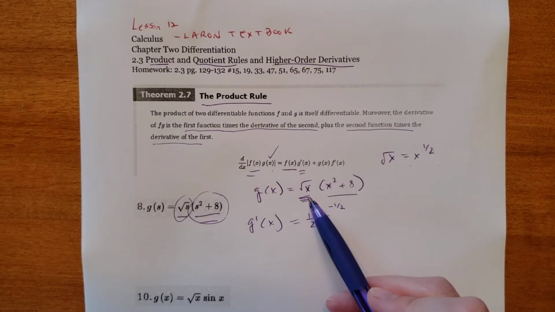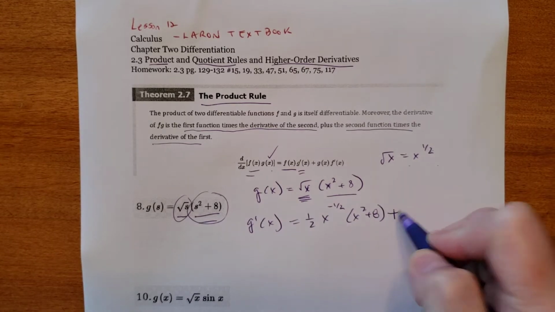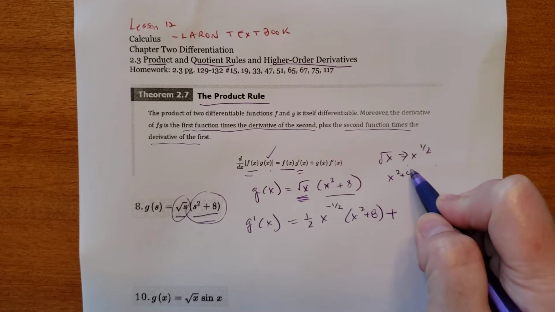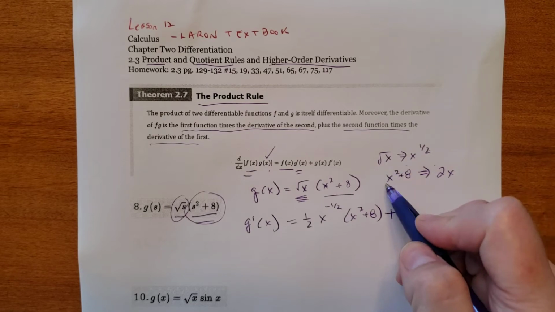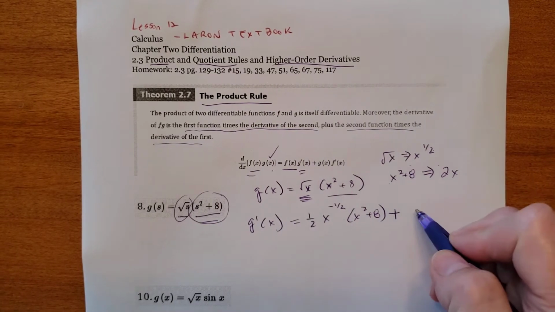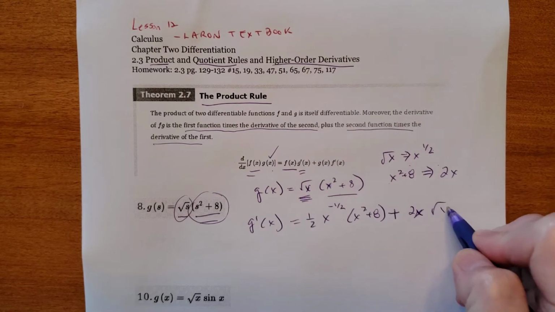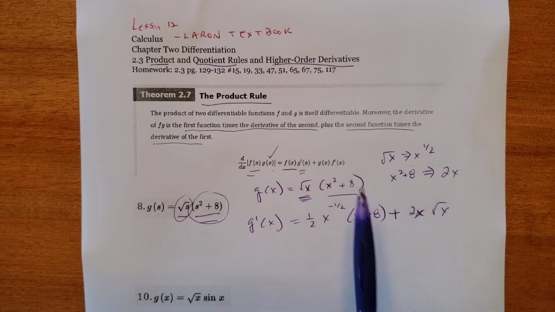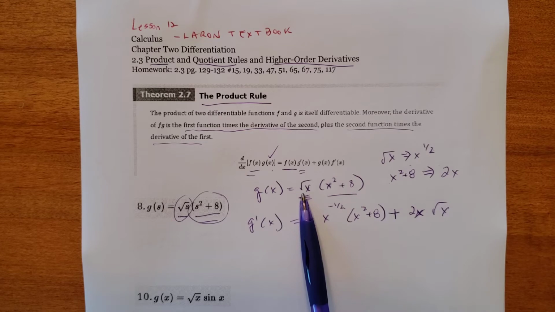So I did the derivative of the first one now times the second one, which is x squared plus 8, plus then the derivative of the second one. So the derivative of x squared plus 8 is 2x, because you pull the 2 in front. So it's plus 2x, and then times the first one, which was the square root of x. So again, I took the derivative of the first chunk, which was 1/2 x to the negative 1/2, times the second chunk. Then I took the derivative of the second chunk times the first chunk.